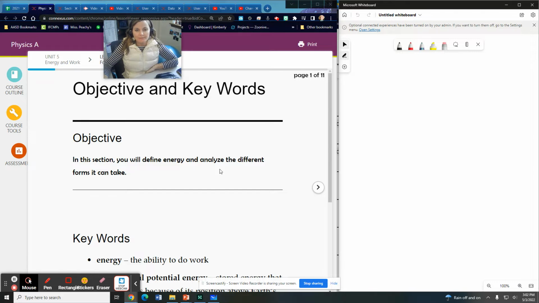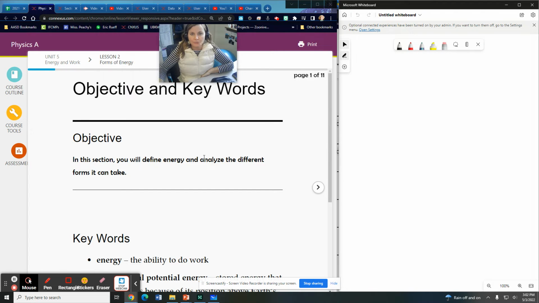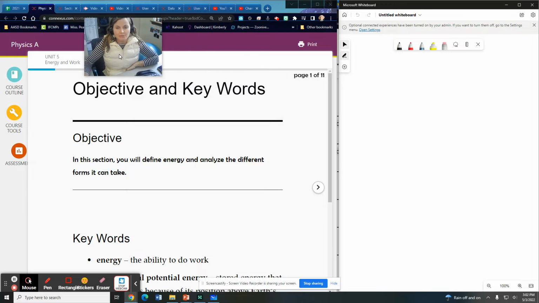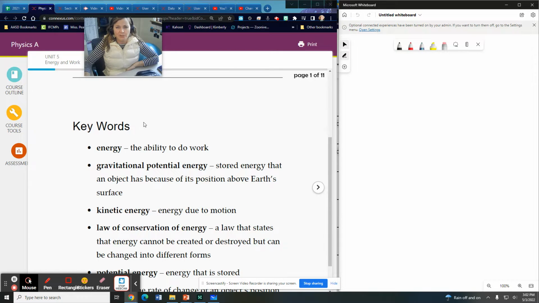We are looking at Unit 5 and Lesson 2, Forms of Energy. This is Semester A, and we're going to go through this one. It's going to take a little bit longer, I think, simply because there's math, and I know you always want me to go through the math in a little more detail to give you practice with how to do it.